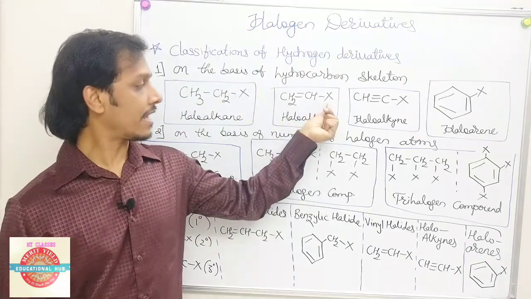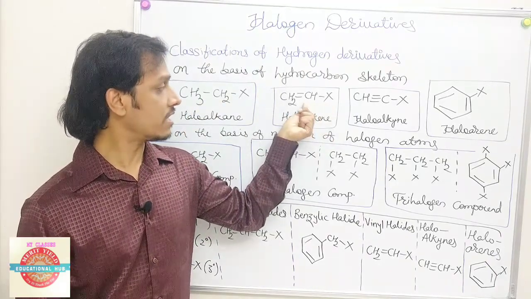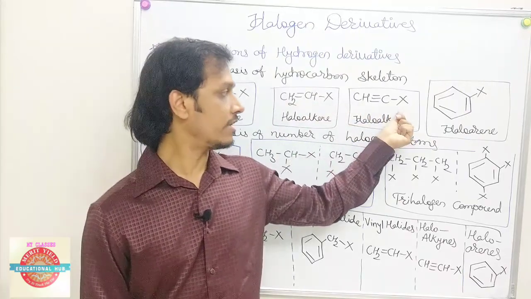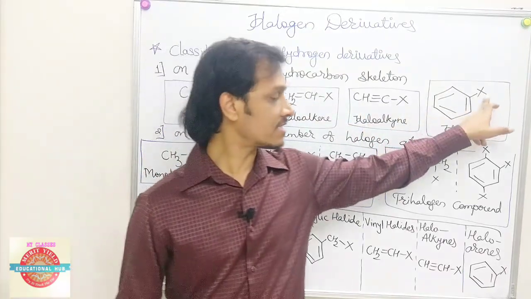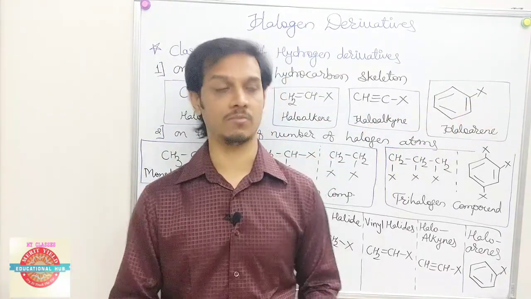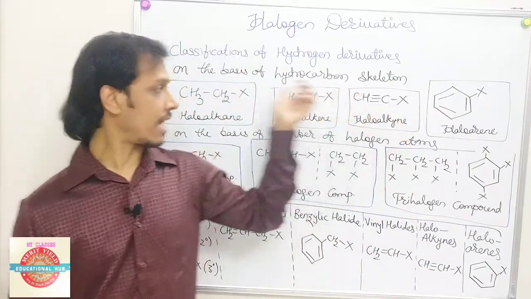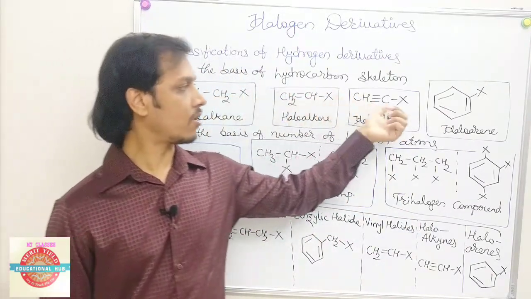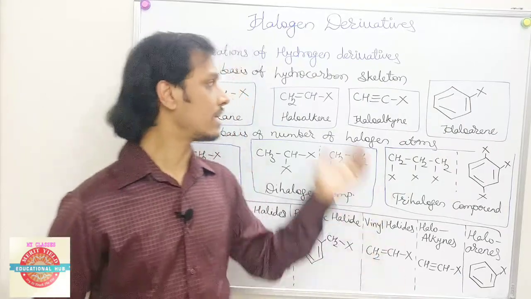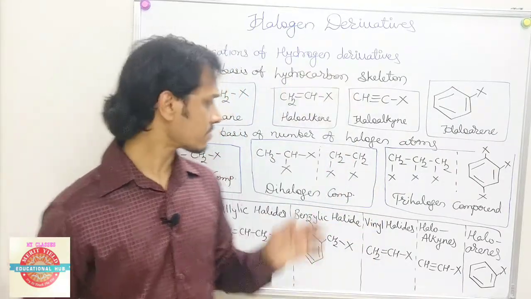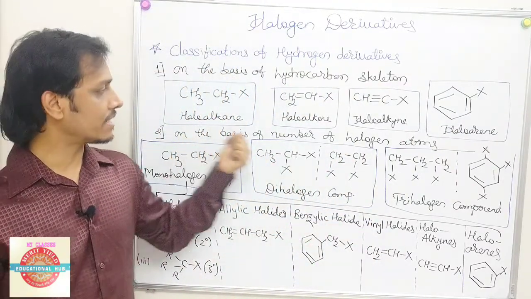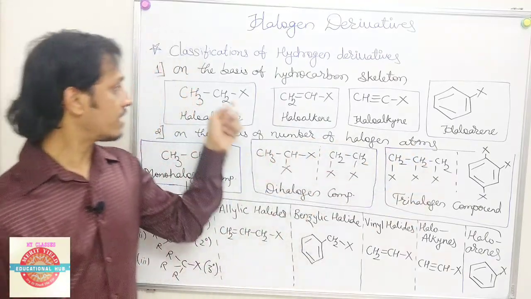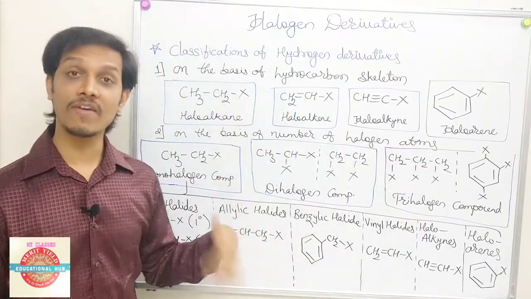system. Here X is bonded to a carbon which is a double bonded carbon. Here X is bonded to a triple bonded carbon, and here X is directly bonded to a aromatic system. So this is called the skeleton, as it is single bond, double bond, triple bond and aromatic system. So that's why it is then labeled as skeleton. The second type is on the basis of number of halogen atoms. So here bond differed and here number of atoms are differing.